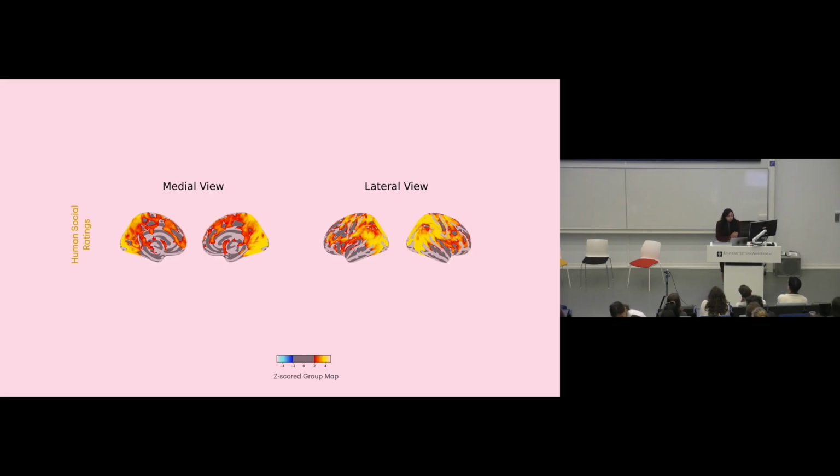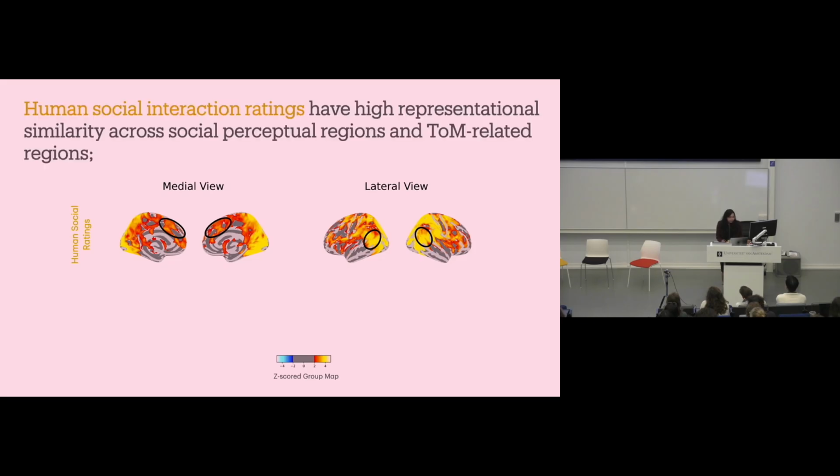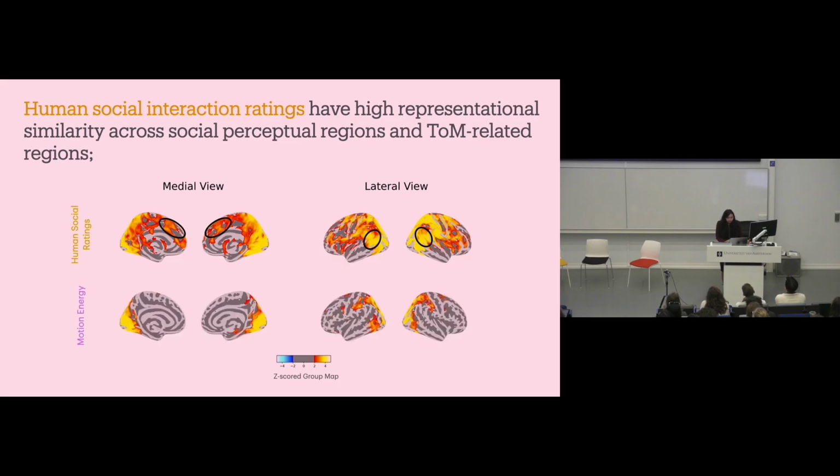So here I'm showing you a group map across participants showing the representational similarity between different brain regions and the human social ratings of friendly, neutral, or adversarial. As expected, we find high similarity in regions like the PSTS and theory of mind regions like nearby TPJ and also MPFC, suggesting that these regions care about the friendly, neutral, adversarial categorization. We also see representational similarity in visual regions, but this looks different than a motion energy model, which shows only high correspondence with visual regions, but not in the social perception or theory of mind regions.